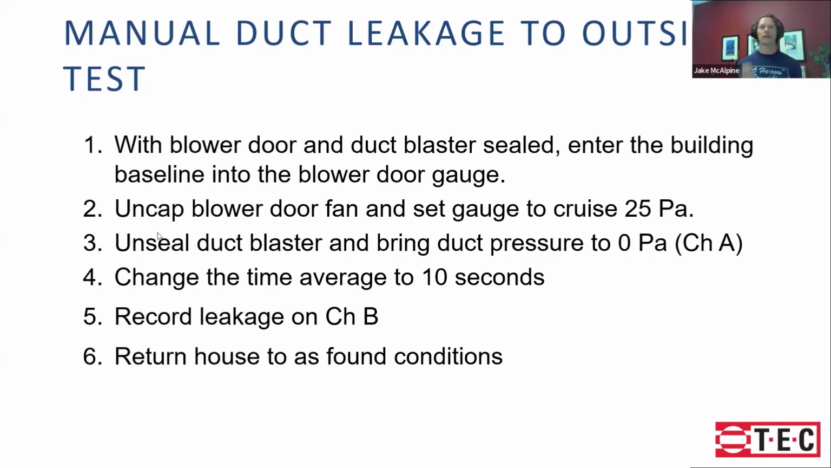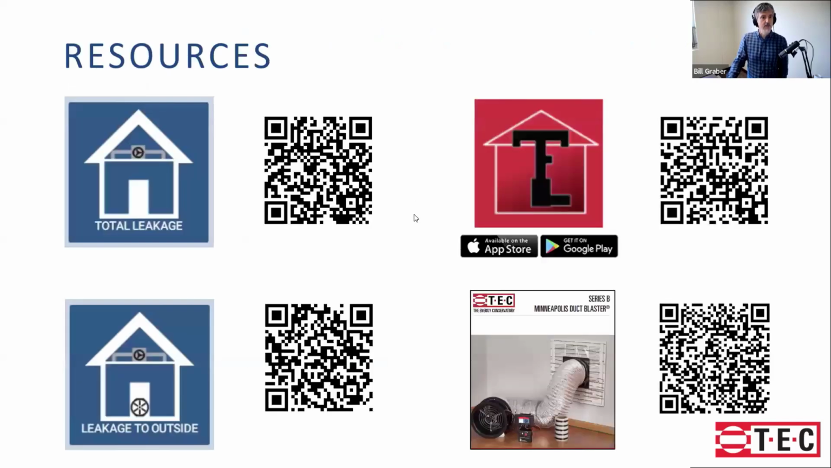We unseal the duct blaster. We're going to see a pressure in that ductwork from the blower door pushing into it. Yep. And you can now either cruise or manually turn your duct blaster up until you bring that pressure back down to 0. Once you're at 0, this is similar to being at 25 when we're doing a total leakage test. You can switch over to a 10-second average, get a good reading, and then record the flow off of channel B, and then tear down. That 10-second average is your duct leakage to outside. Yep. Makes a ton of sense.